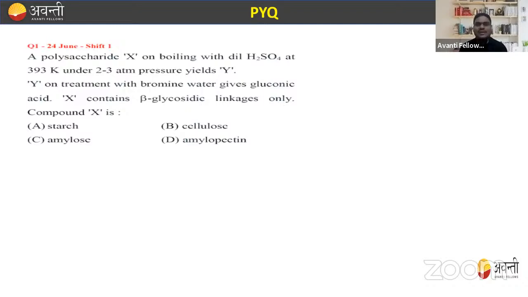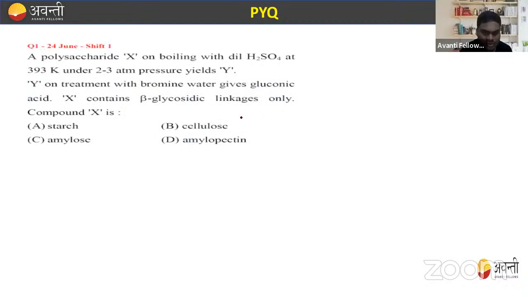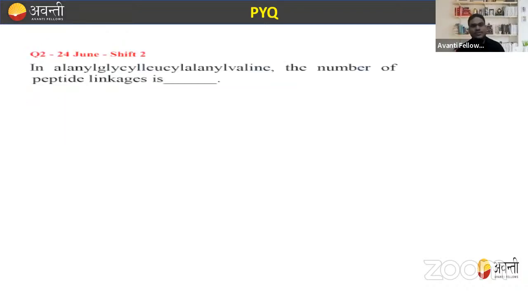Now X contains beta glycosidic linkage only. You have to identify the compound X. So compound B is cellulose, containing beta glycosidic linkage only. Out of these four options, only cellulose contains beta glycosidic linkage, not starch, amylose, and amylopectin. So just remember this. I hope it is clear to you?